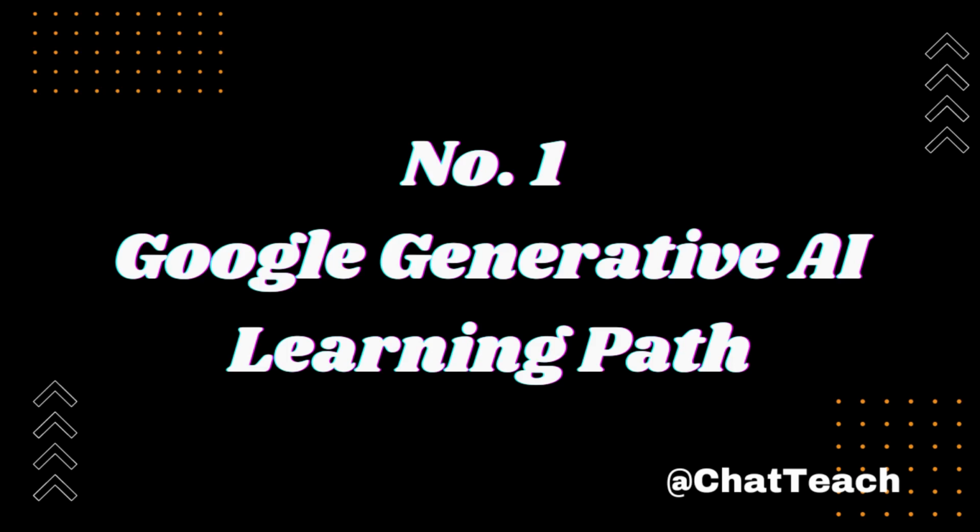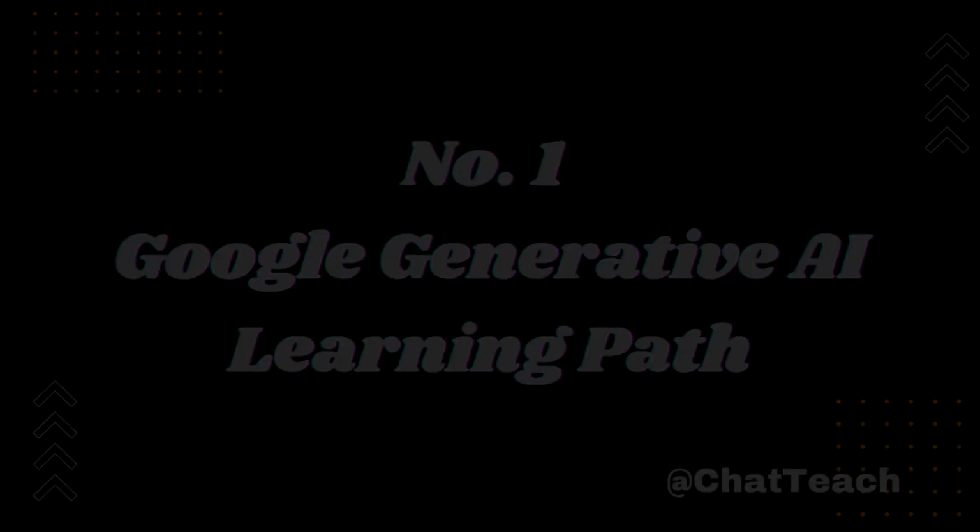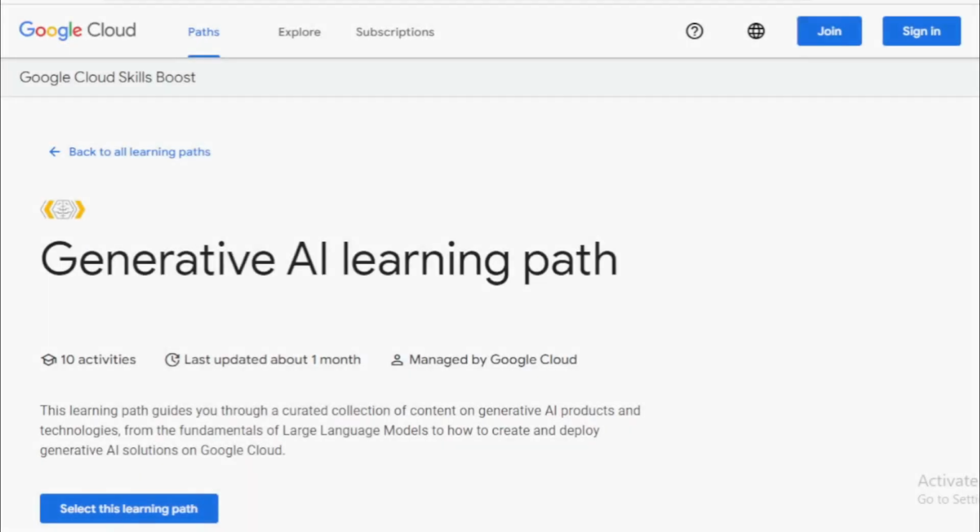Google Generative AI Learning Path. The Google Generative AI Learning Path is a collection of free courses that teach you the fundamentals of generative AI. The path covers a wide range of topics, from the basics of machine learning to the latest advances in generative AI. The path is divided into 10 courses.